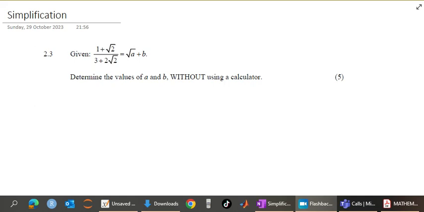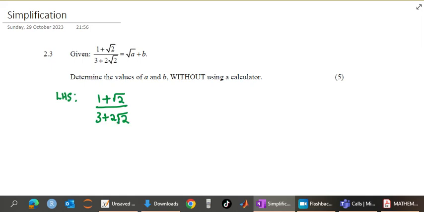Okay, this one is a bit tricky. But the easy way of solving this is to separate your left hand side and your right hand side. So let us start with left hand side. On the left hand side, you are given 1 plus square root of 2 divided by 3 plus 2 square root of 2.